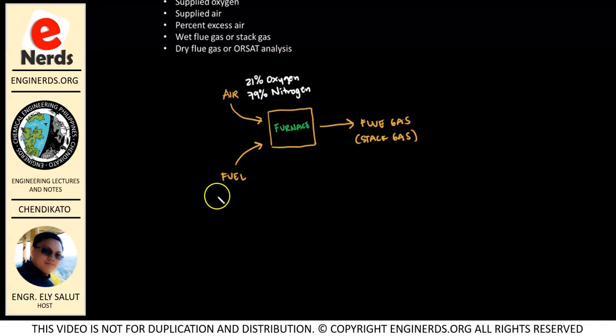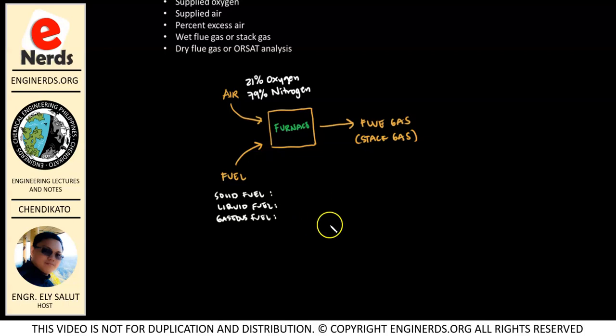Yung fuel naman natin, it can be a solid fuel. So, examples ng solid fuel. It can be a coal, a wood, a paper, etc. No? Or it can be a liquid fuel. So, ano ba mga example ng liquid fuel natin? It can be an oil, kerosene, di ba? So, yun ang mga possible liquid fuel natin. And of course, it can be also a gaseous fuel. So, ano yung mga examples ng gaseous fuels natin? It can be an LPG, methane gas, or iba pa, no? So, marami tayong pwedeng maibigay na example as a gaseous fuel.